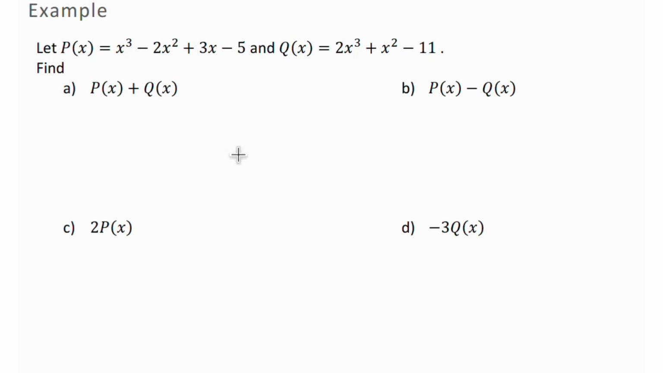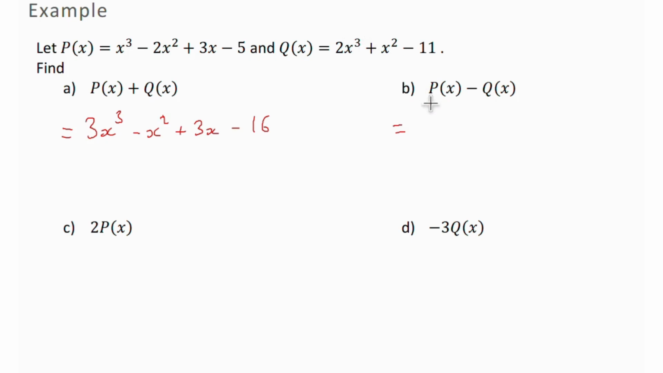So how do we actually perform operations with polynomials? Well, here we have two polynomials, two cubics. To add them together, we're going to do x cubed plus 2x cubed is 3x cubed. Minus 2x squared plus 1x squared is minus x squared. 3x plus no x's is plus 3x, and minus 5 plus minus 11 is minus 16. We're just collecting like terms.